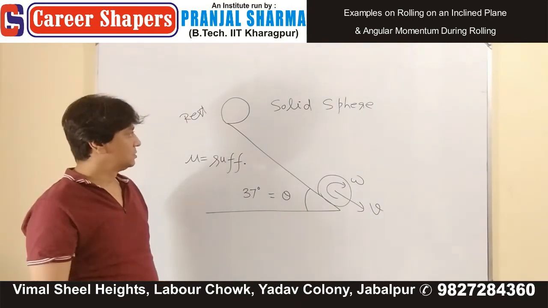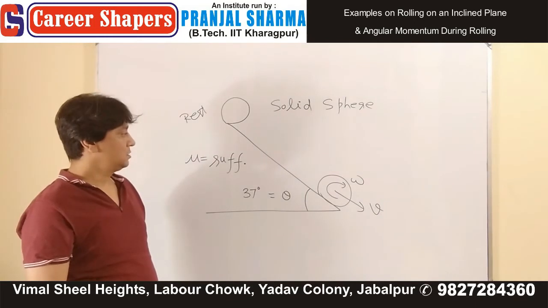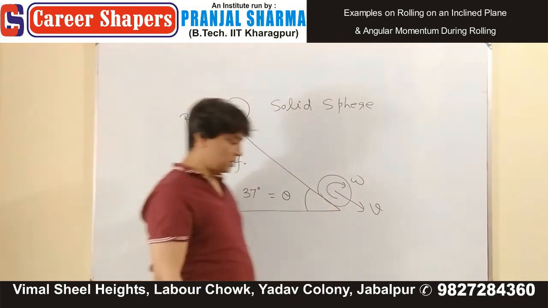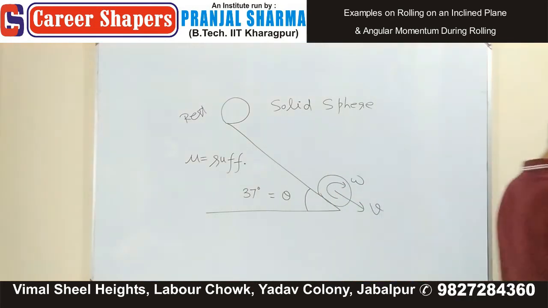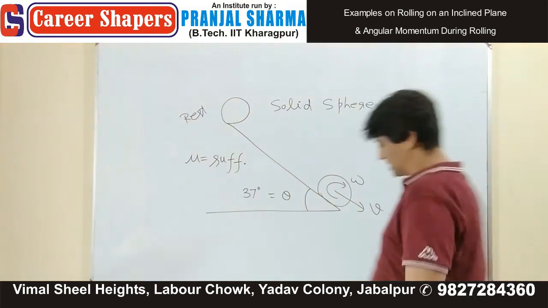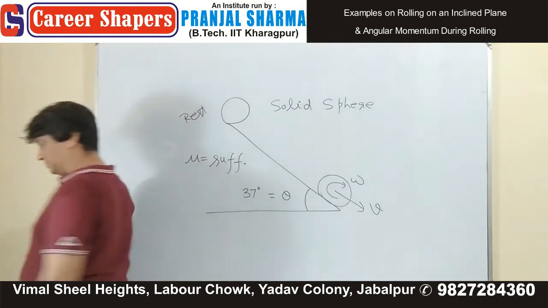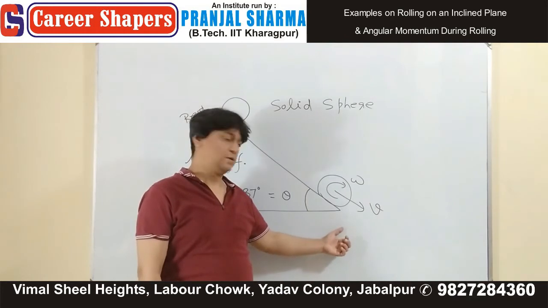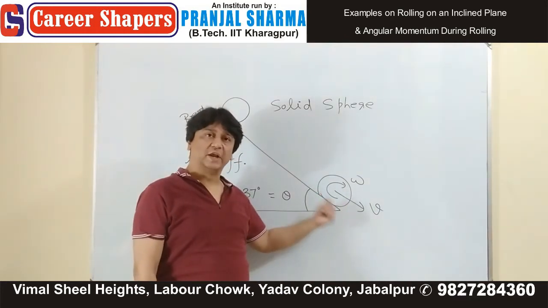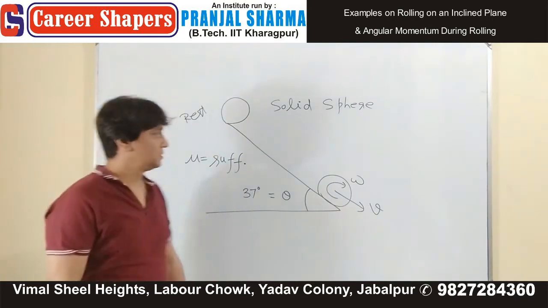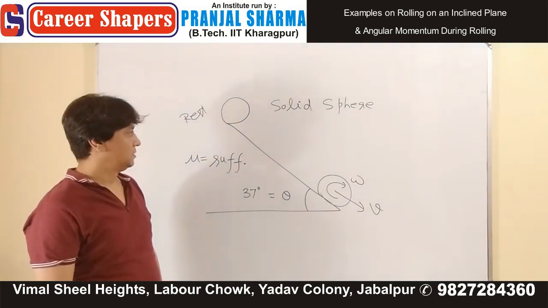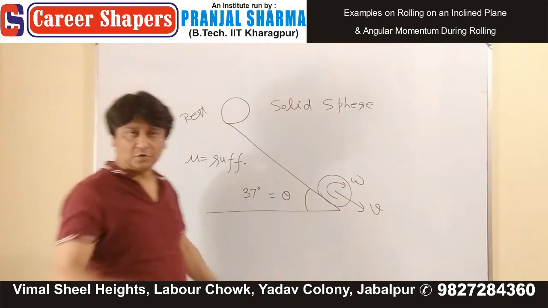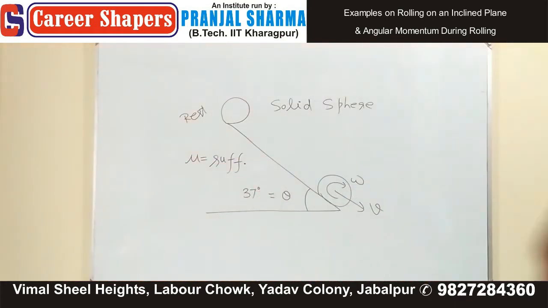Write down the question. What fraction of total energy is present at the bottom of the incline in the form of rotational kinetic energy? Try to answer this, should not take more than 20 seconds. Let's see how many of you can answer this question.